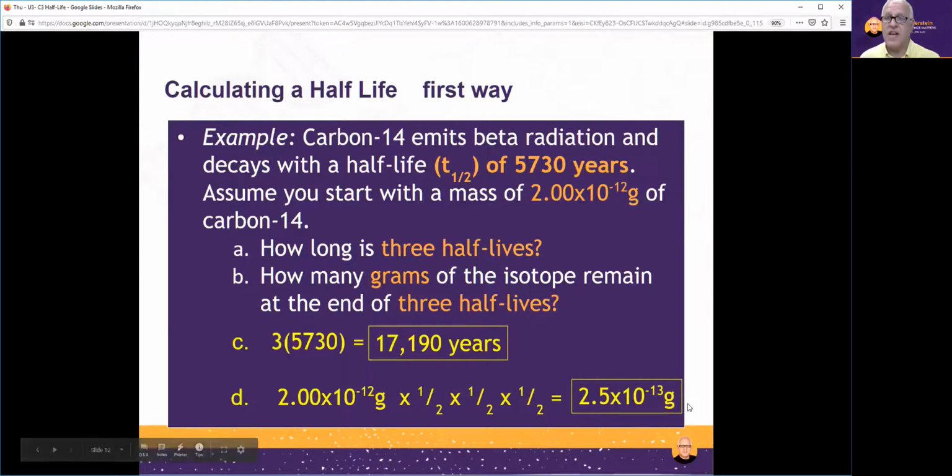It's going to be less. Remember, with each half-life, you have half as much of the original amount available. So we've gone through 3 half-lives here, 17,190 years.